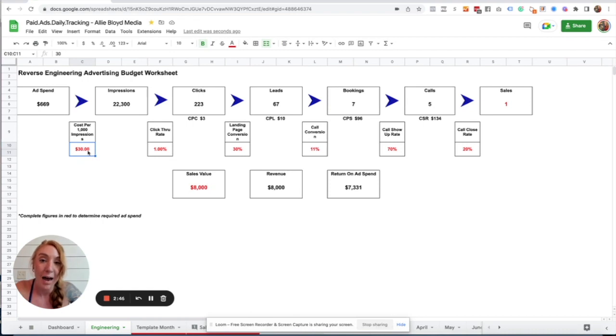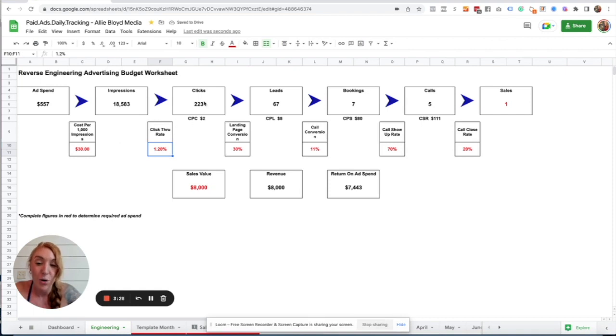This really shows you the power of tweaking specific numbers. Numbers like CPM are one that a lot of people ignore, but it can be very powerful in terms of what you're making, because the cheaper it is for you to reach 1,000 people, if all of your numbers remain consistent, you're simply reaching more people, which gives you more opportunities for leads, more opportunities for bookings, and more opportunities for sales. So it's showing us that on a $669 ad spend, we're going to get 22,300 impressions. And with a 1% click-through rate, it's going to be 223 clicks, which gives us a cost per click of $3. Now let's take this to 1.2 and see what happens.